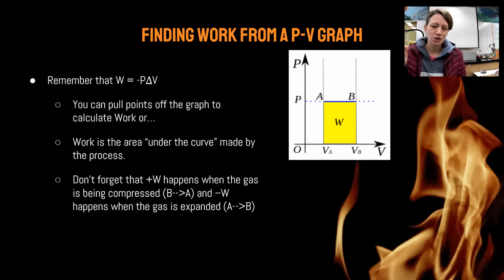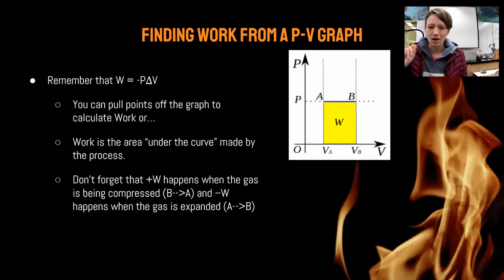So I usually just remember in my brain that we're always positive work if the gas is being compressed, and we're always negative work if the gas is being expanded. So if my states are A and B, if I was going from B to A, that's going to be the gas being compressed, so that would be positive work. So moving to the left is actually positive, and then A to B would be an expansion as my volume gets bigger, and so that would end up being a negative work.